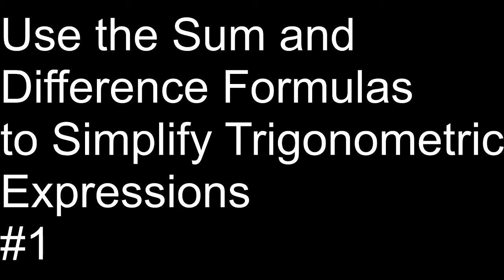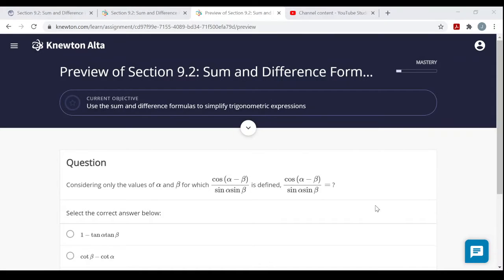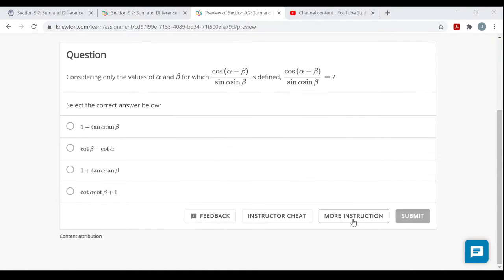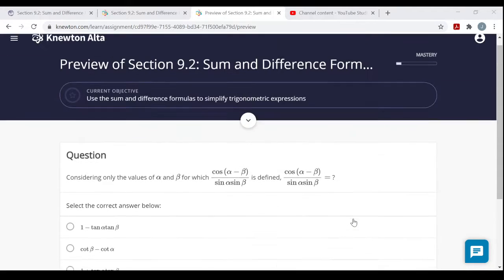And before I get into that, well, let me just show you the question. And again, if you want to see some more stuff, click on More Instruction and look at their videos, their notes, their examples. Hopefully those help you out.